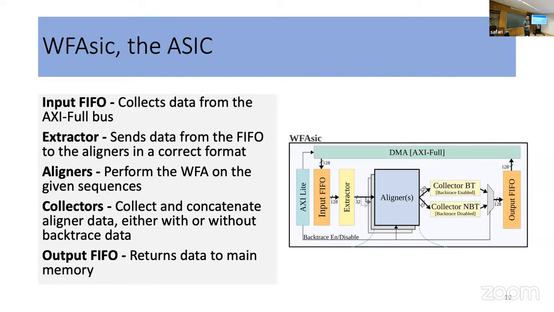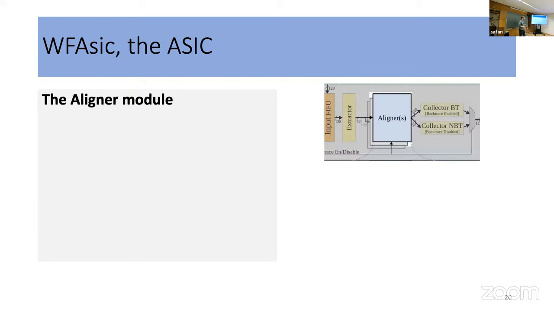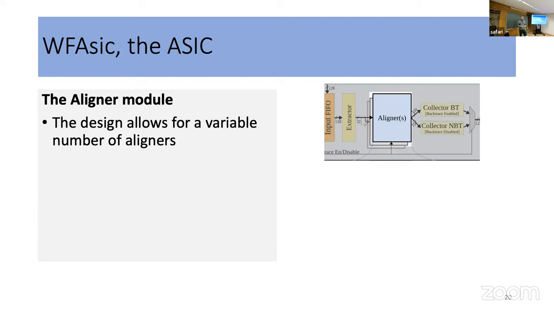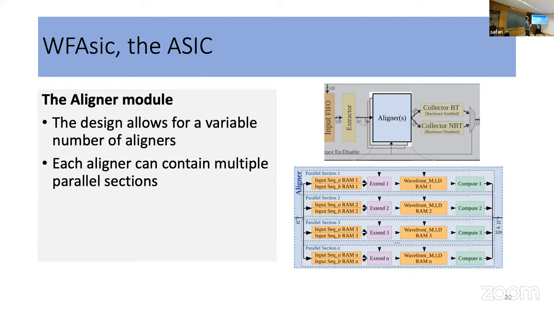Now, we are going to take a deeper look at the aligners. As I said before, they're one of the most important modules because they perform the brunt of the work. The design of the ASIC allows for a variable number of aligner modules, which basically makes it more powerful. Each one of these aligners also can contain multiple parallel sections. Inside of these parallel sections, you can see the extend and compute submodules, as well as the RAM. This is where the wavefront calculations are performed.